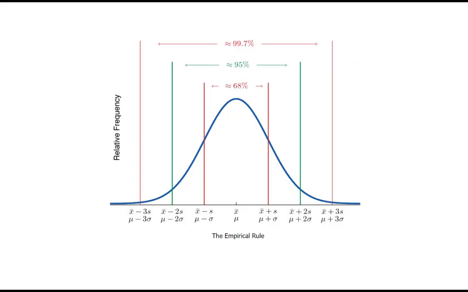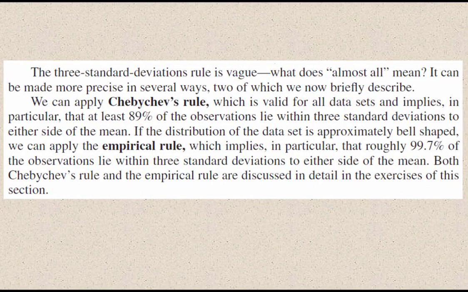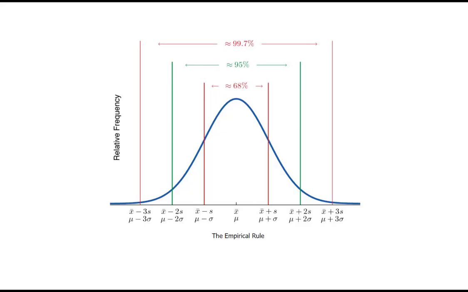Chebyshev's rule says at least 89% of the data will fall within 3 standard deviations of the mean. And the empirical rule says that for a bell-shaped curve, 99.7% of the data fall within 3 standard deviations of the mean.